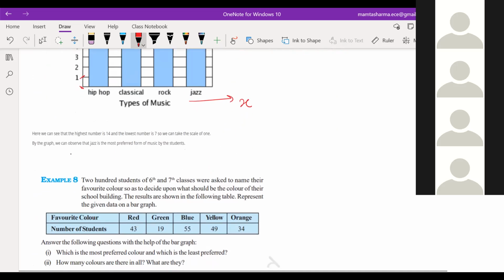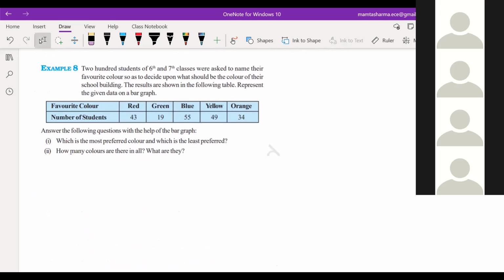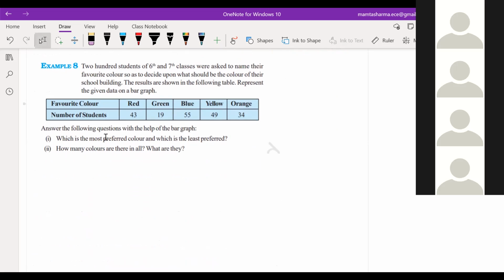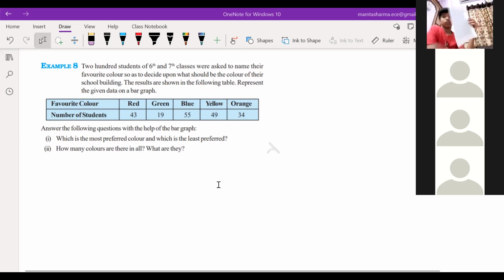Now do this question. Can you plot the bar graph? Do you have graph paper? Yes, ma'am, we have graph paper. Okay, use that graph paper, or roughly you can draw it in any notebook. On the y-axis, take the number of students. On the x-axis, take the favorite color and draw the bar graph.